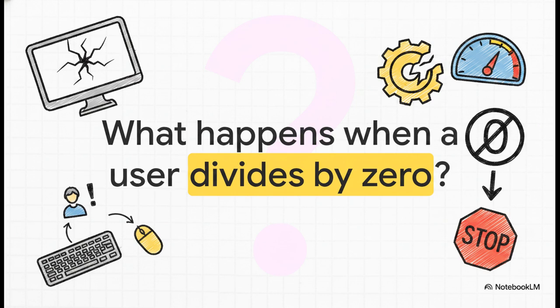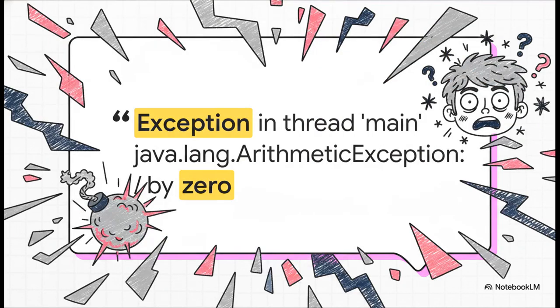Picture this. You've built an absolutely flawless application, but then a user comes along and inputs completely invalid data. Or maybe they accidentally divide a number by 0. Without a safety net in place, what happens? Your entire system just comes to a screeching halt. And then you see it. That terrifying error message. A single bad input, like an arithmetic exception for dividing by 0, literally terminates the entire program flow abruptly. It is jarring, it's messy, and it's exactly the kind of disaster we want to avoid.